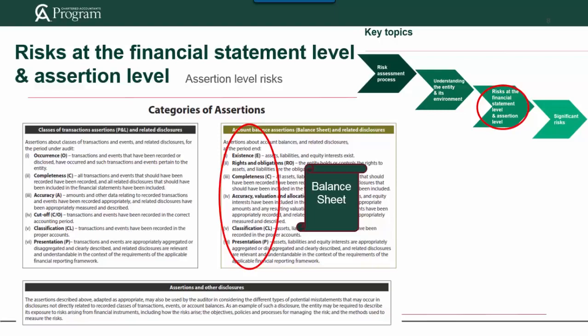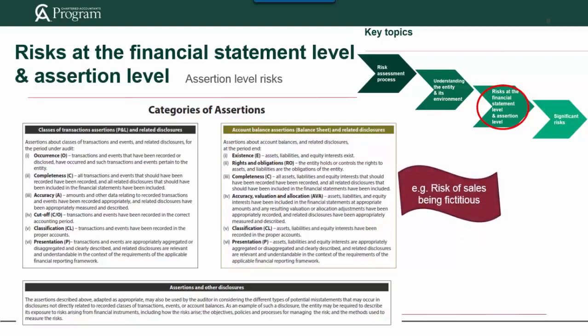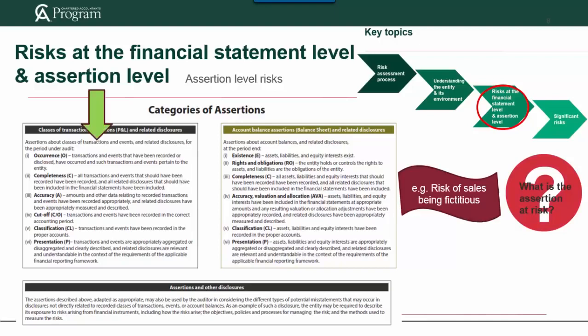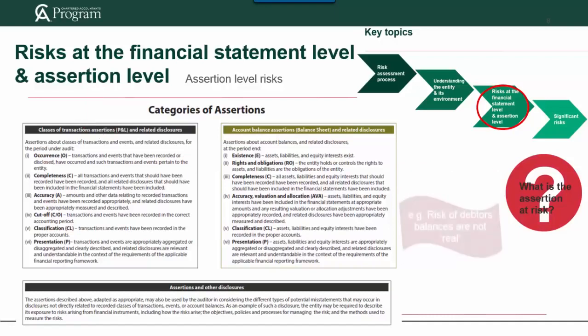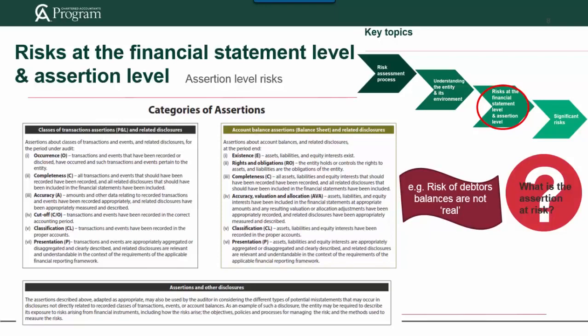If the auditor had identified there is a risk that sales are fictitious, that is, sales are not real and falsified to increase revenue, what would be the assertion at risk here? As the risk is associated with sales, which is a profit and loss statement item, the category of assertions would be the class of transactions assertions. And the assertion most at risk would be occurrence, which links directly to the risk that's been identified in this instance.